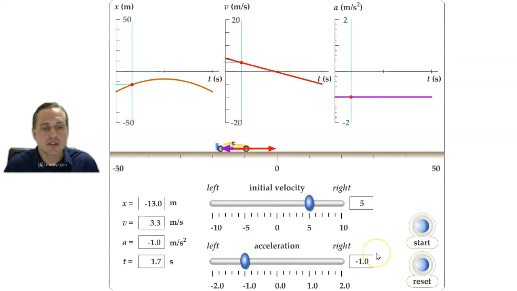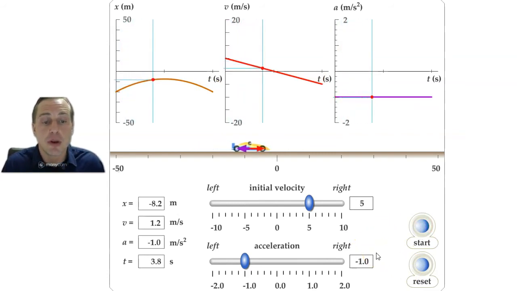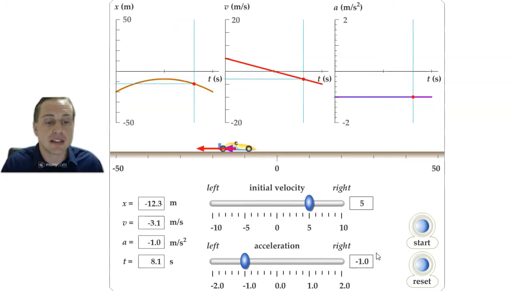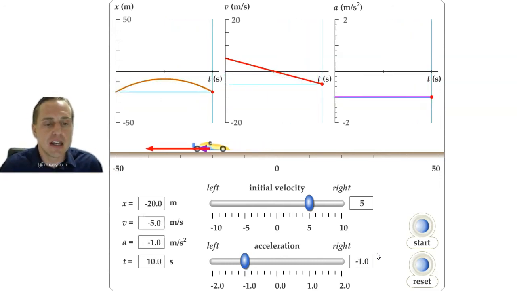So have a look at this. The car is moving to the right but slowing down. Its velocity is decreasing. And now the car is moving to the left. The velocity is getting more and more negative. The speed is increasing. So hopefully you now understand one-dimensional linear motion along a line with calculus. Let's go even a little further with our next simulation.